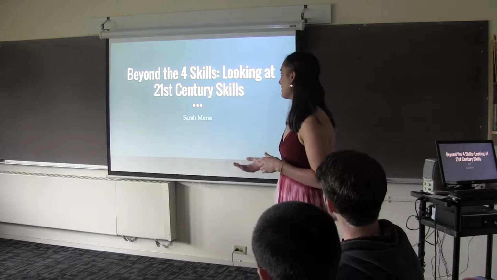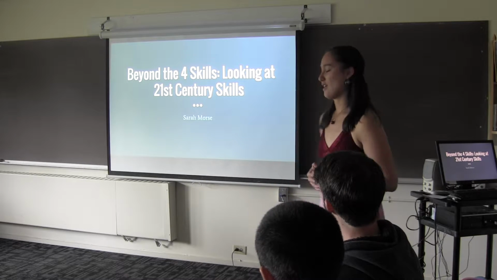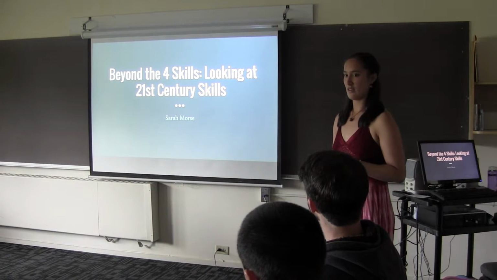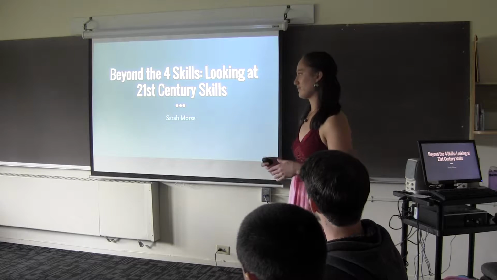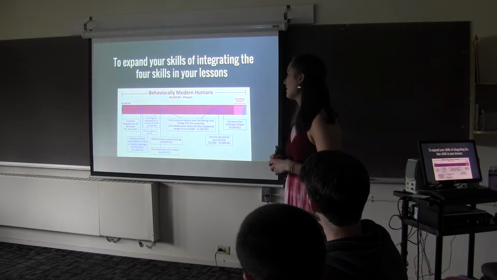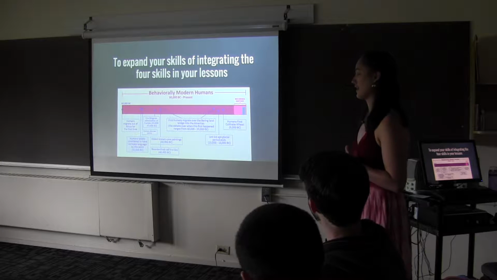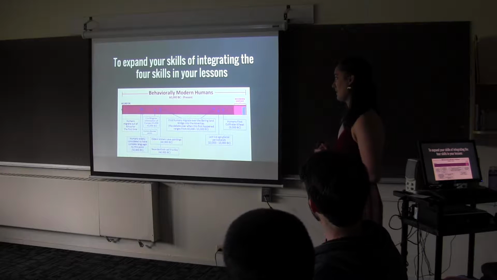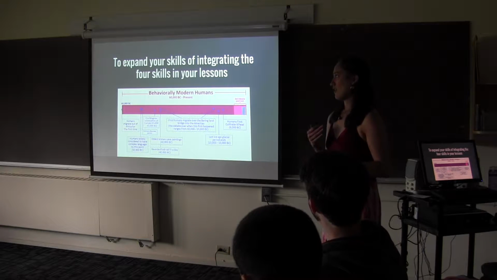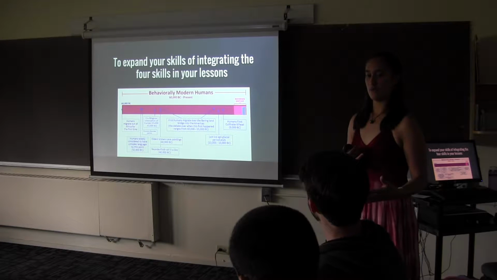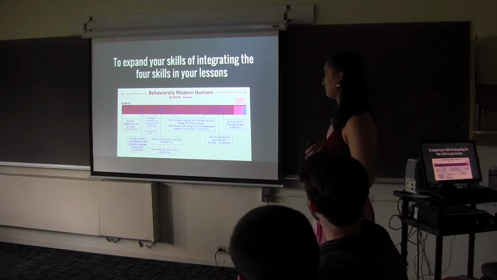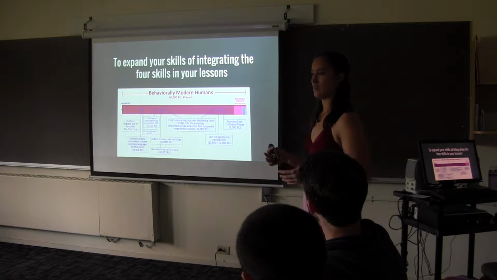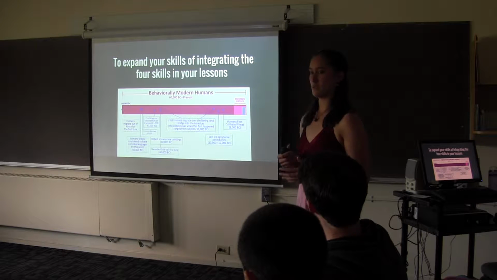The title of my presentation is Beyond the 4 Skills, Looking at 21st Century Skills. At the end of that course, we have to do a course evaluation, and part of that is looking at the objectives. One of the objectives for this course is to expand your skills of integrating the 4 skills in your lessons. While I was taking the course evaluation, I stopped and thought about that, and decided that I hadn't met that objective as well as I would have liked to. That started me thinking, if there's an objective in this course that I haven't quite met, what else might be in the field around teaching the 4 skills that I didn't get to experience in this course?